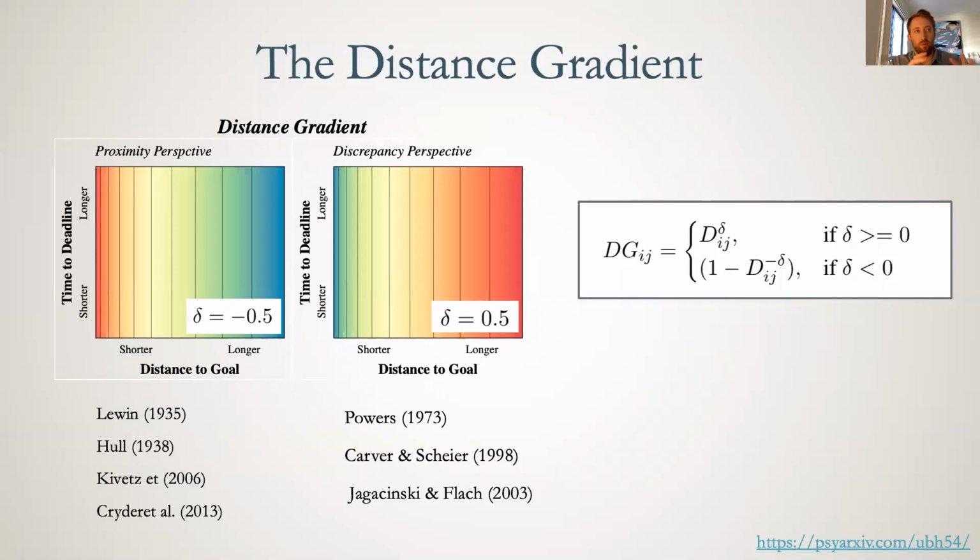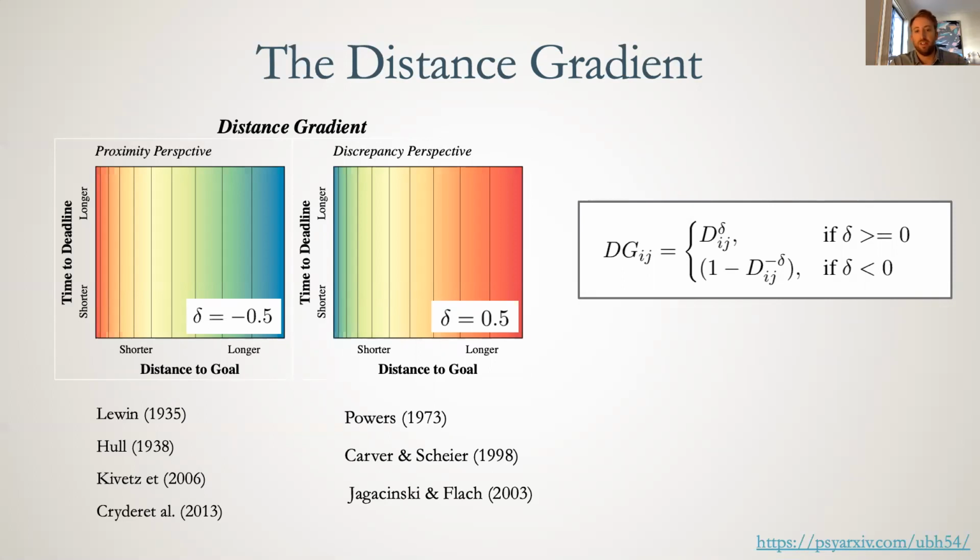So there's what I've called the proximity perspective, which is shown in this left space here, which assumes that motivation increases as you get closer to achieving your goal or to reaching your target. And this perspective dates back to the goal gradient hypothesis. But there's also what I've called the discrepancy perspective, which assumes that motivation results from there being a discrepancy between your current state and your desired state. And as such, motivation decreases as you get closer to the goal, as you're rectifying that discrepancy.